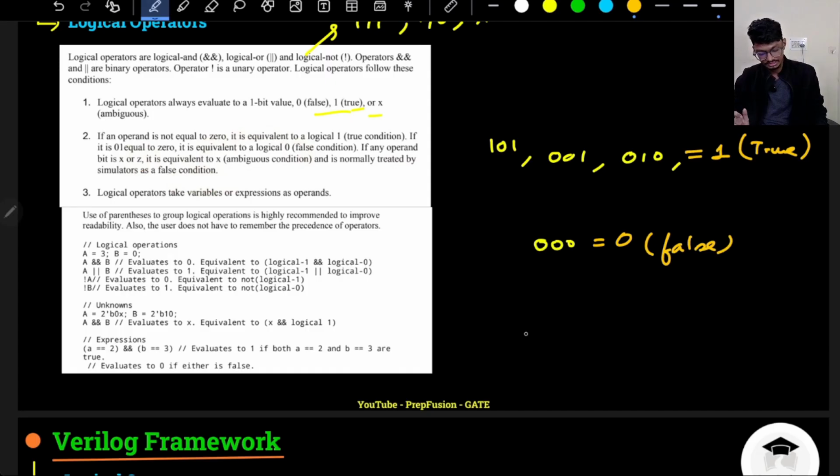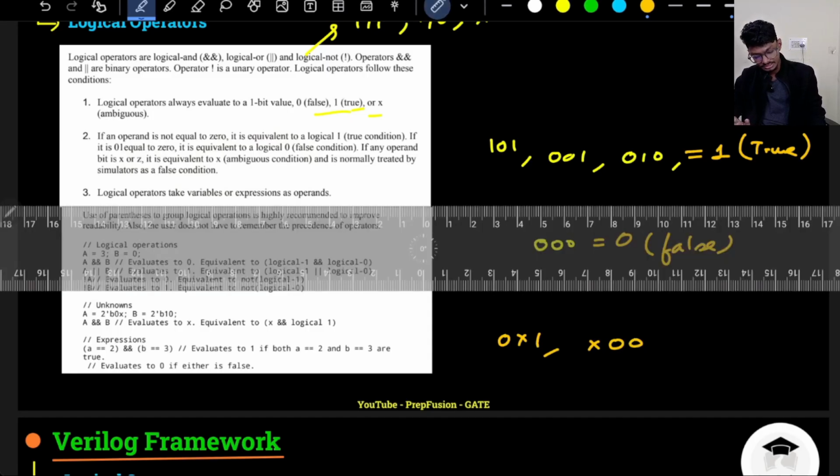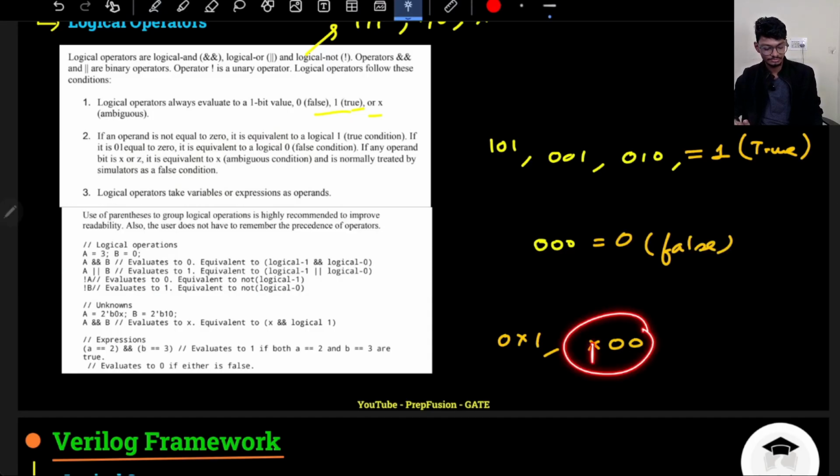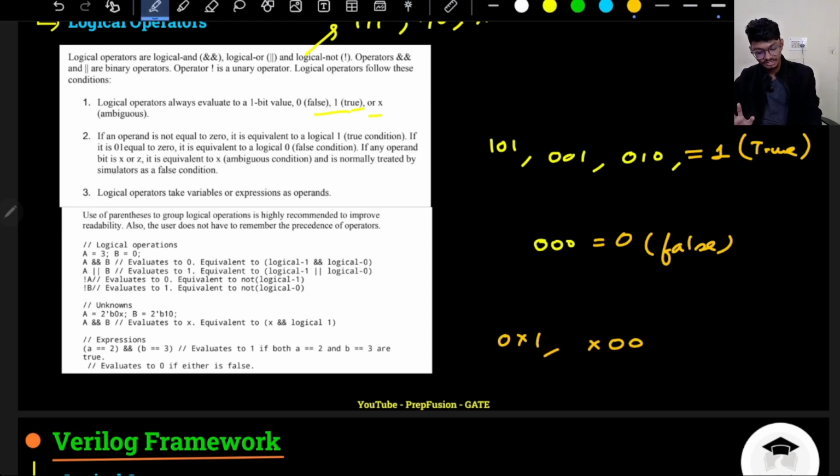But if, let's say, I have this, right, x1 or x0, in this case you understand that it is ambiguous, because if this becomes 1, then this will be defined as logical 1. If this is 0, then it will be defined as logical 0. But for this, right, this will also be treated as ambiguous. Okay, although there is a 1 here, still it will be treated as ambiguous. I don't know whether it will be logical 1 or 0.